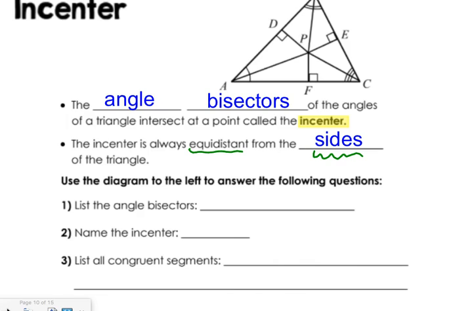So let's label some stuff here. List all your angle bisectors. So, what do we think? I'm going to go to my angle, right? That's cutting that one in half, cutting that one in half, and that one. AP, BP, and CP. What's our incenter? P.